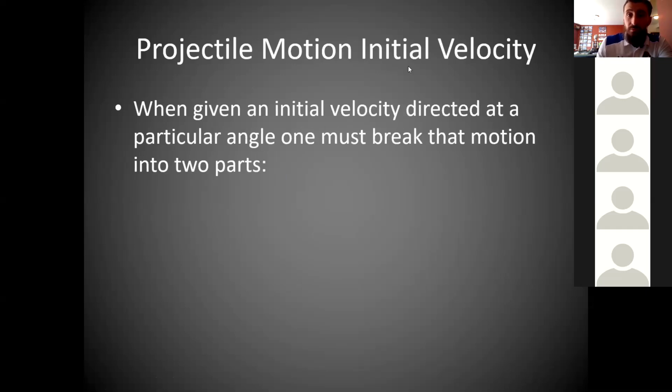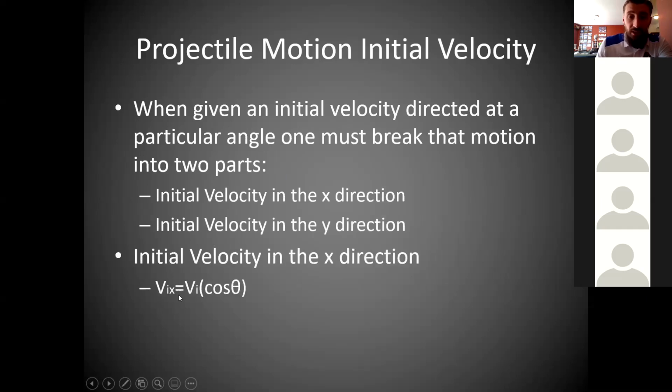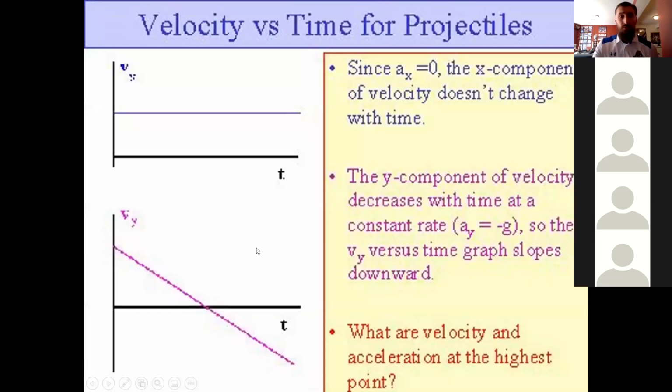The initial velocity, we're breaking it into two parts, just like I showed you before. Initial velocity in the x direction, initial velocity in the y direction. Initial velocity in the x direction is Vi cosine, and then Vi sine.